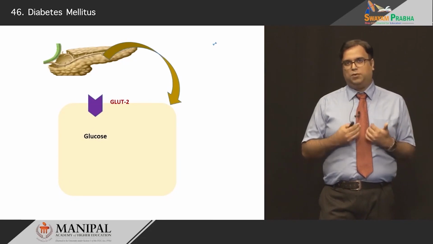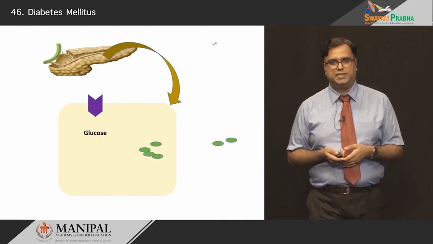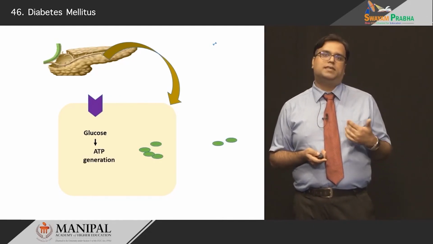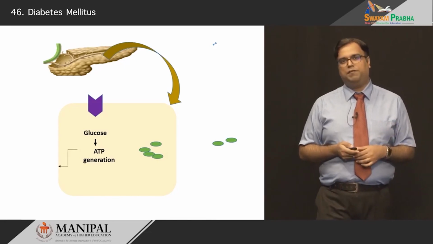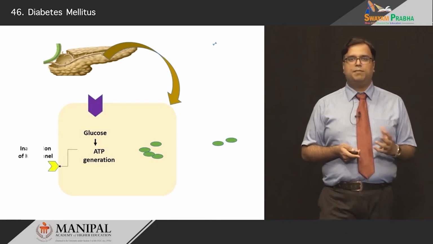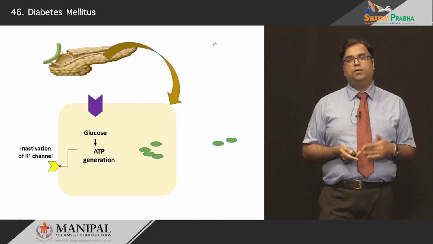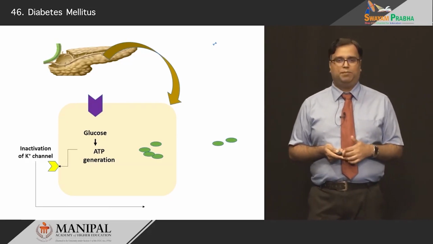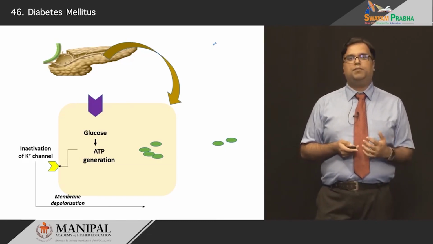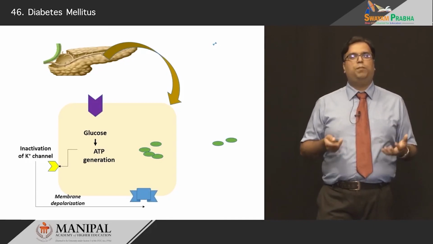Now we know this glucose will be immediately used by the body to produce energy or ATP. So this ATP generation begins at the level of the cytosol. One of the byproducts, tangentially if you will, of ATP generation is that it causes some change in your potassium channel, which gets inactivated. Once your potassium channel is inactivated, it causes membrane depolarization. This membrane depolarization has almost a downstream effect over your calcium channels, which open up.